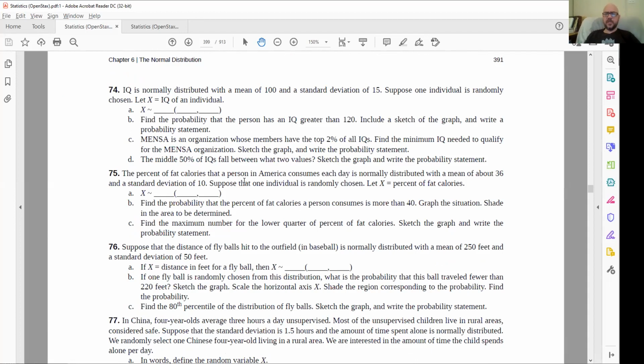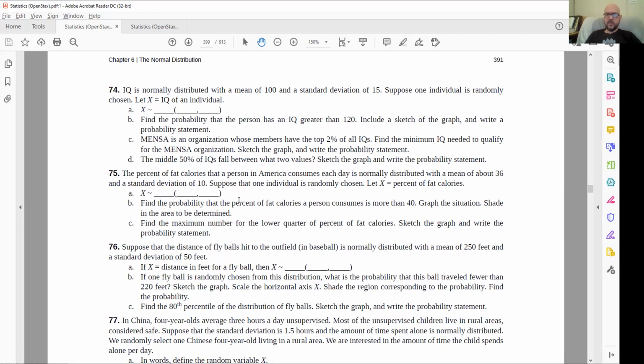The percent of fat calories that a person in America consumes each day is normally distributed with a mean of about 36. So it means 36% of the calories we consume are from fat, and a standard deviation of 10. So 10%. Suppose that one individual is randomly chosen, and let X equal the percent of fat calories. So here they're just looking for the name of the distribution. The thing that goes here is an N for normal. This is the mean, which is 36, and this is the standard deviation, which is 10.